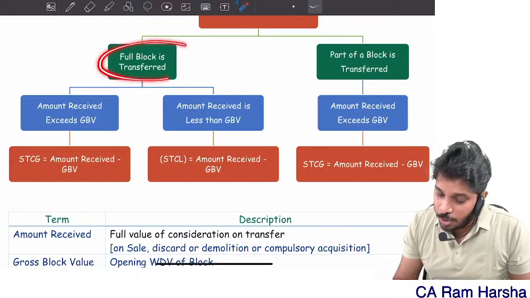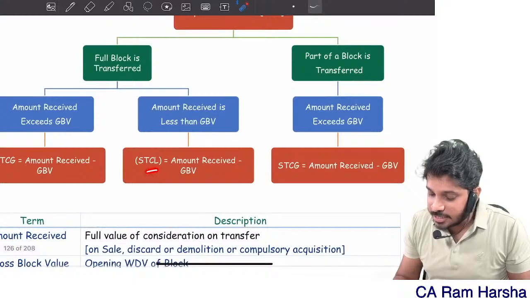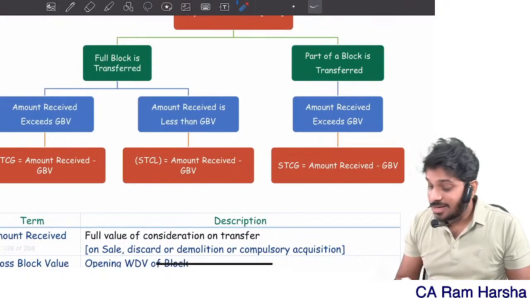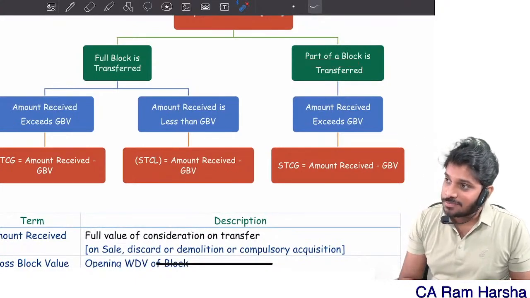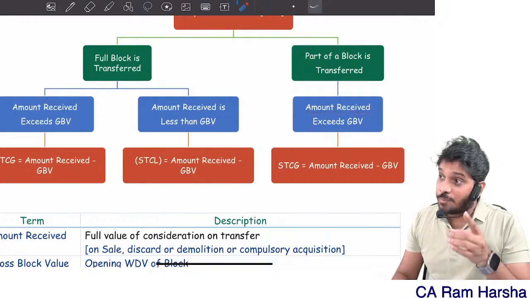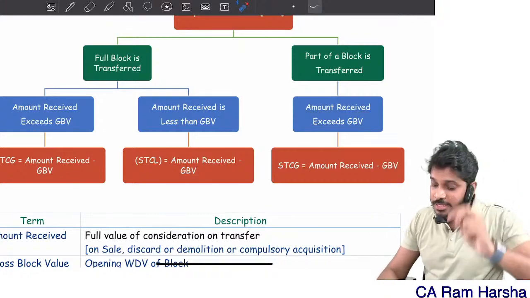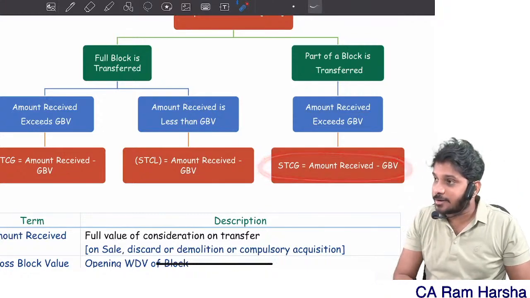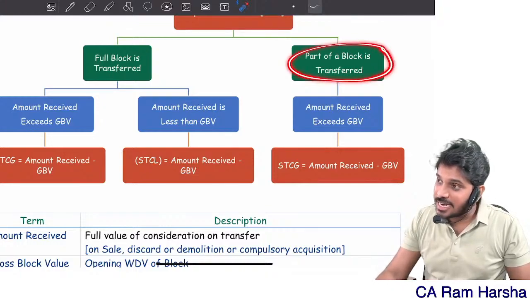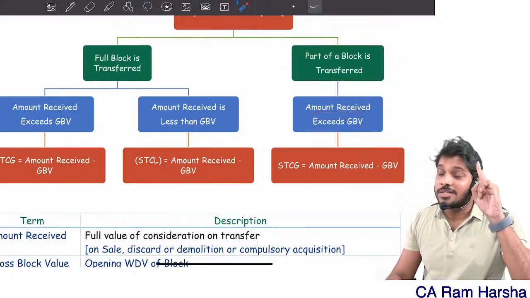Suppose the full block is transferred and the amount received is less than the gross block value, then it is a short-term capital loss. Suppose I transferred part of a block, and the amount received is more than the value of the block itself. Then the excess amount received is short-term capital gain. Suppose part of a block is transferred and the amount received is less than the gross block value, then section 32 will apply.